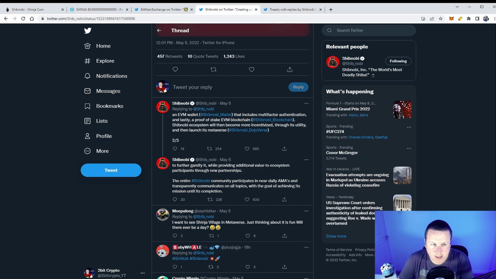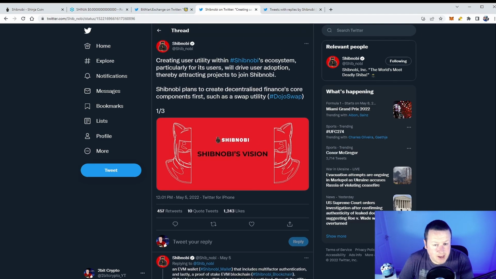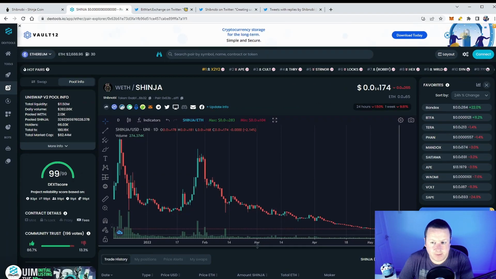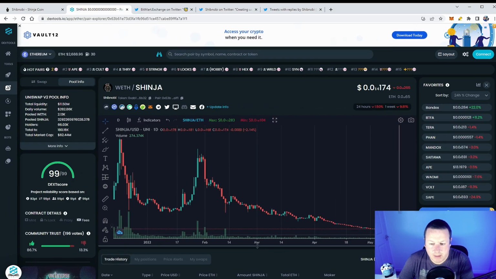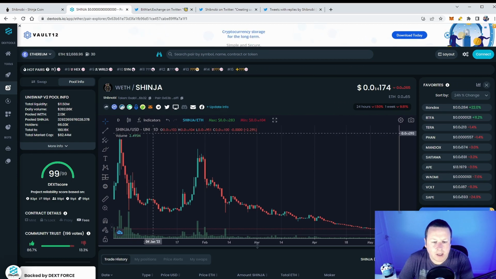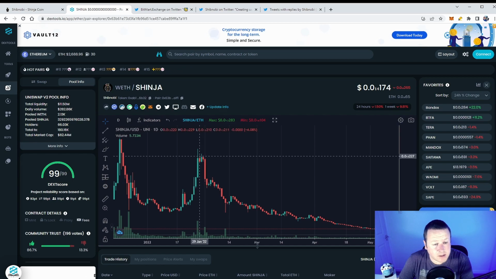So lots to talk around, lots coming through the Shibnobi ecosystem. I think they need to iron out these last couple of bits in terms of dojoswap, relaunch that. The ongoing debate, and we've talked about this a few times, is around this V2 migration. Clifford said he can't do it. There isn't $12 million or $11.5 million to pull into a new LP pool to launch a V2 contract. So I think it's going to be interesting to see.